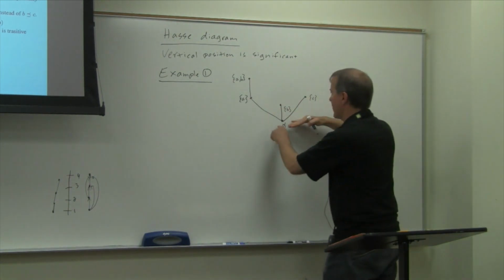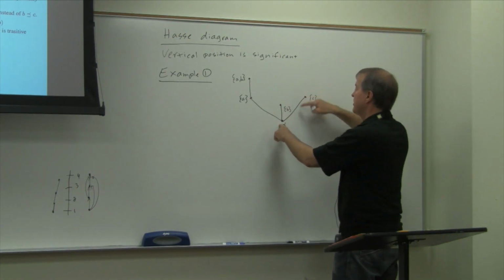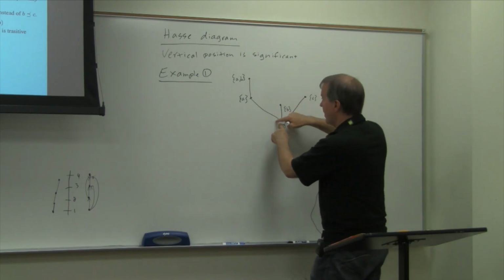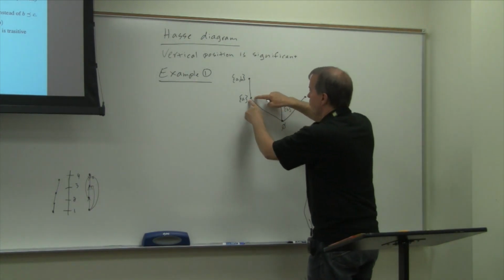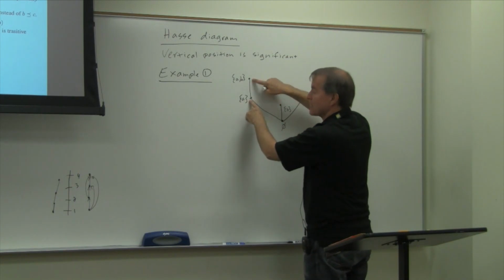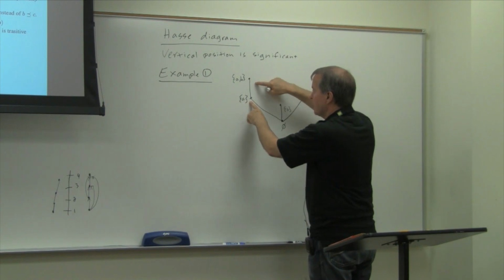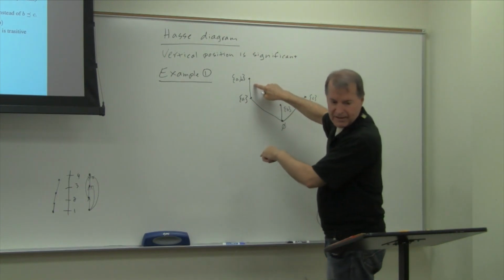Now you understand that by virtue of the fact that we're going up, this is a subset of this. We're going up, so this is a subset of this. We're going up, so this is a subset of this. So the vertical position is significant. Are you with me? So this is going to be B.